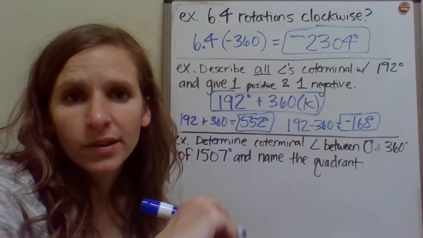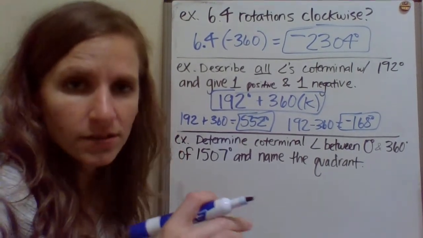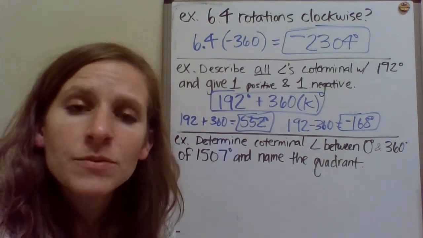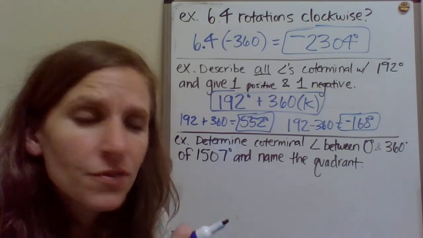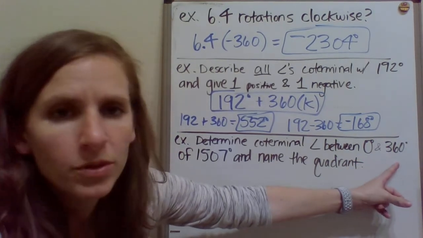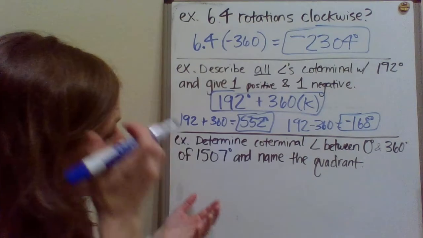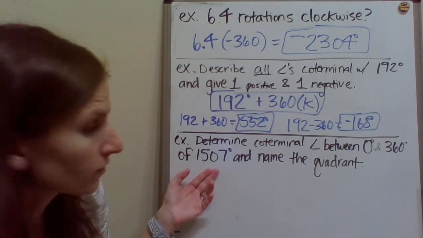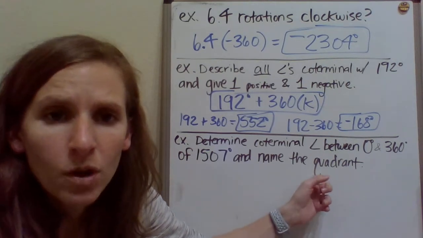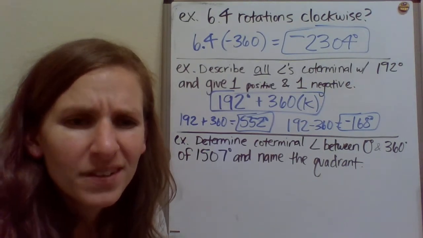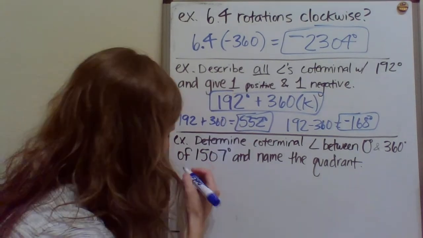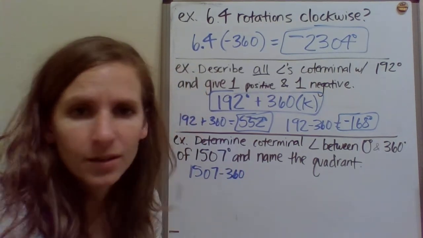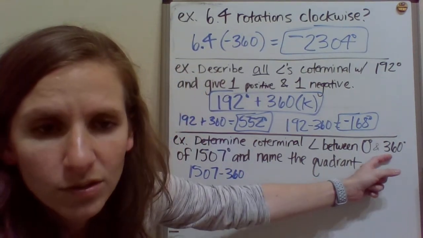To take coterminal angles another step further, instead of just asking you for any coterminal angle or a positive or a negative, sometimes you're going to be asked for a coterminal angle specifically that lies between 0 and 360 degrees. So if that happens, like it does here, I'm asking you for the coterminal angle between 0 and 360 of 1,507, and I want you to name the quadrant in which that's going to land. This is going to take a little bit more work. So I'm going to take 1507, but if I just subtract 360, that's not going to take it far enough for me to get down between 0 and 360.